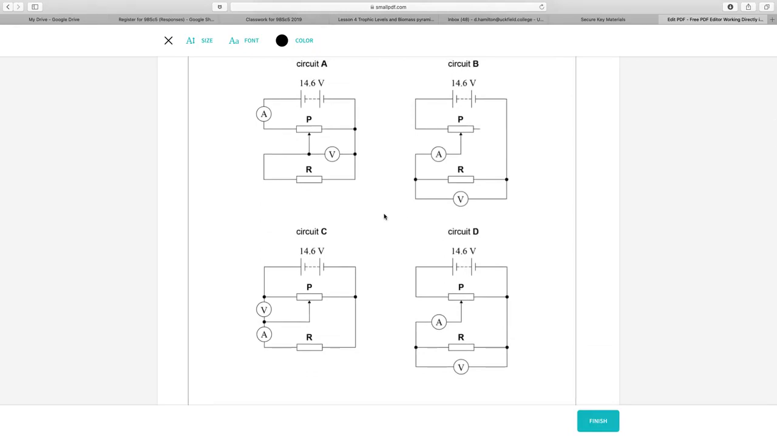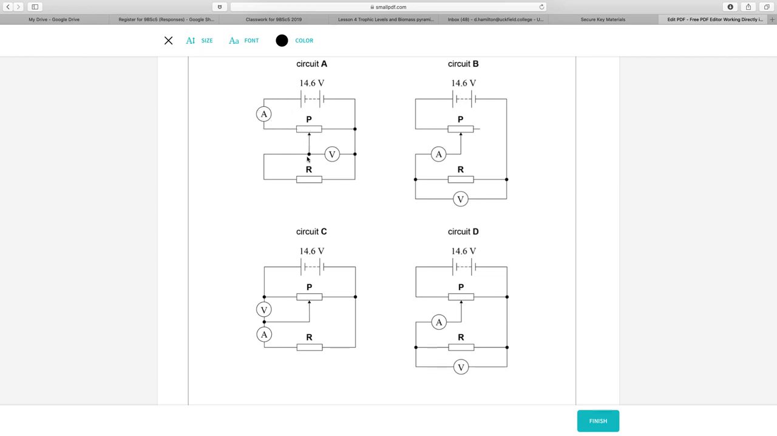So, in circuit A, the first thing that I notice here is the current is the current through P, not through R, because this current will flow this way.